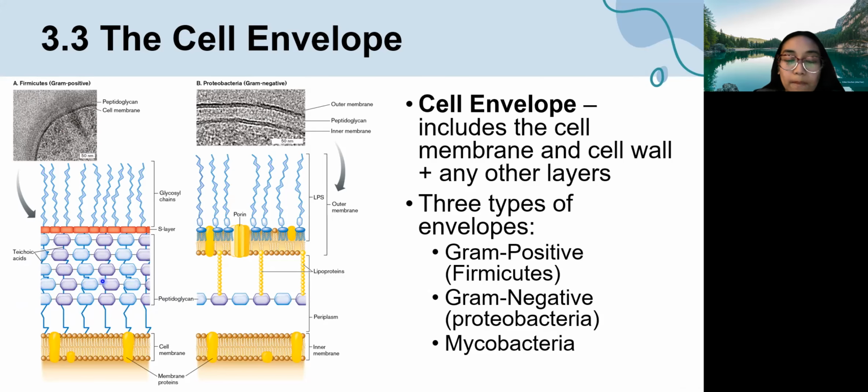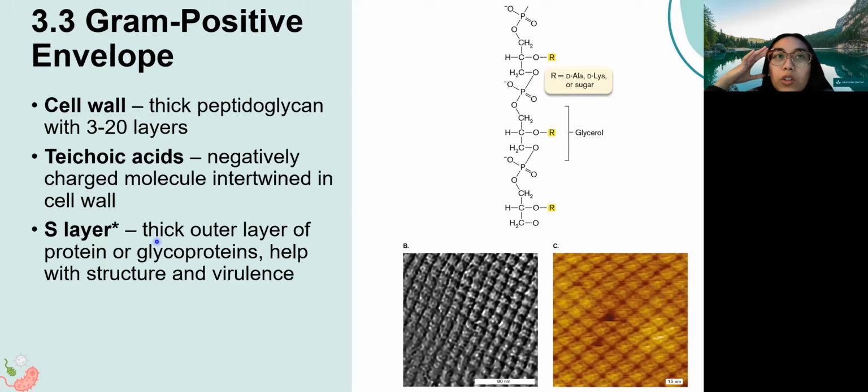So it's a negatively charged molecule that intertwines within the cell wall or the peptidoglycan layer. And then some gram-positives also have what is called an S layer. This is a layer even outside of this, so it's even further out. And this S layer is usually made up of proteins or glycoproteins, and they usually help with structure and virulence. So virulence has to do with the bacteria infecting a person or whatever it wants to infect. And so this S layer usually helps protect the bacteria and helps the bacteria avoid the immune system and all that stuff. So this is an example of the S layer. It's a hexagon-shaped, intertwined thing, kind of similar to the peptidoglycan layer, but even more outside.